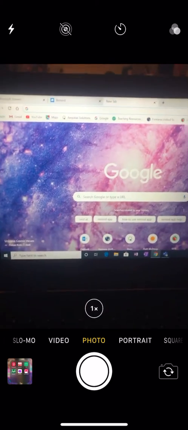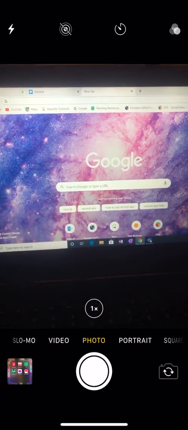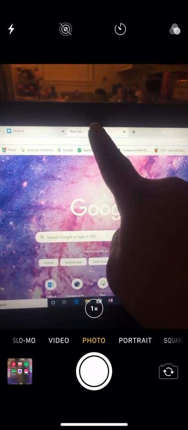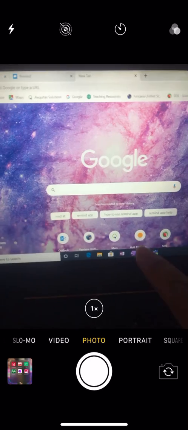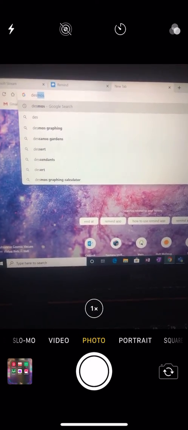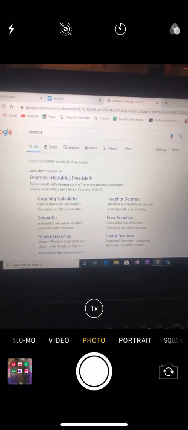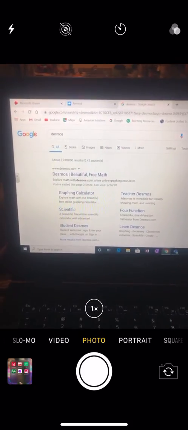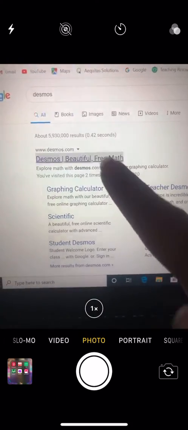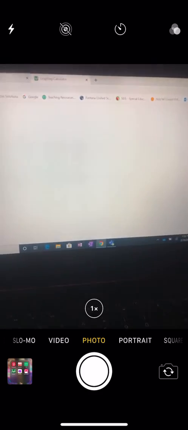I'm gonna do this on the computer so that you guys can see how Desmos looks on the computer. So you can just open up a Google page and type in the word Desmos, and just hit enter, and something like this should pop up. Then you're able to click on the Desmos Beautiful Math and start graphing.